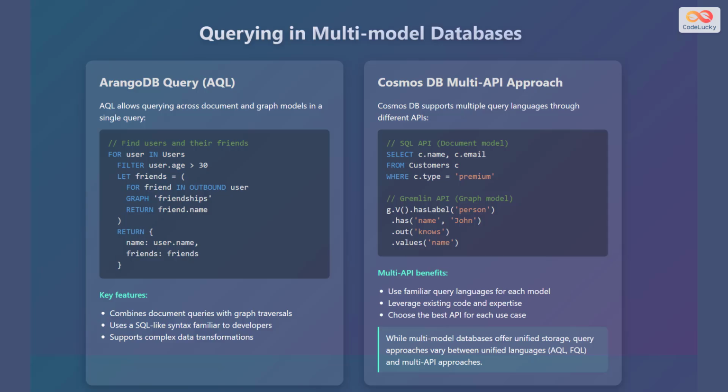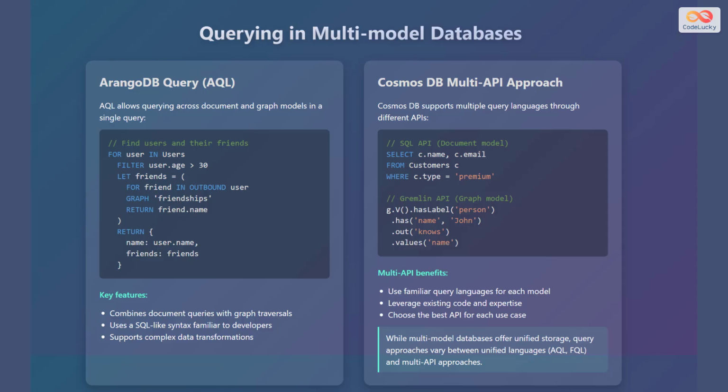transformations. Now let's explore the Cosmos DB multi-API approach. Cosmos DB supports multiple query languages through different APIs. Here's an example of a SQL API document model. /keyword select c.name, c.email, /keyword from customer C, /keyword where C type equals single quote premium single quote.